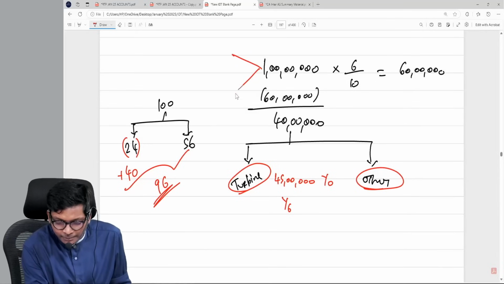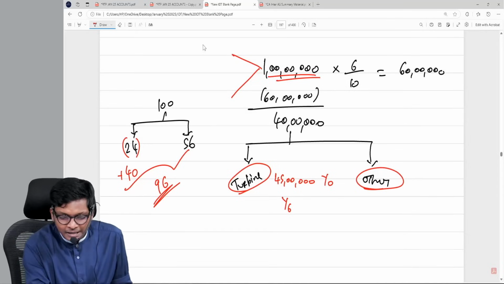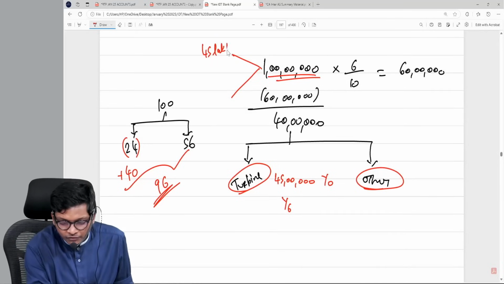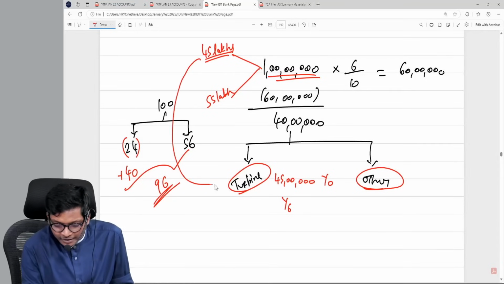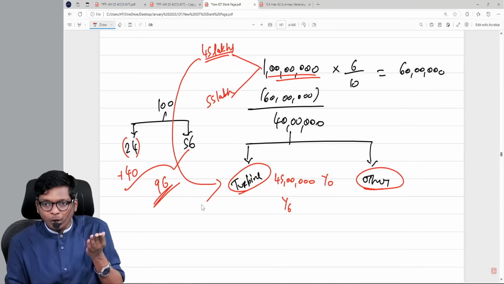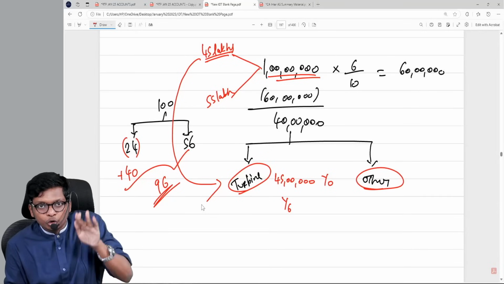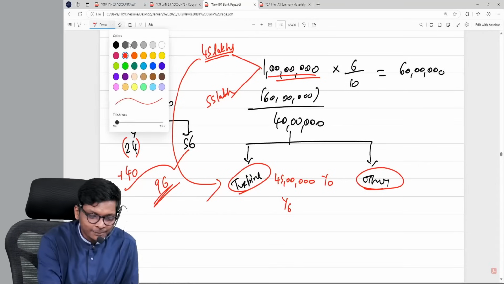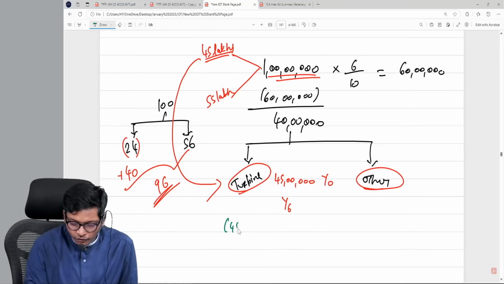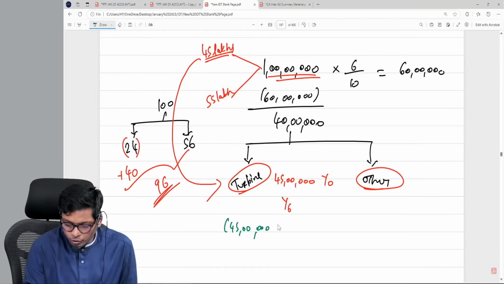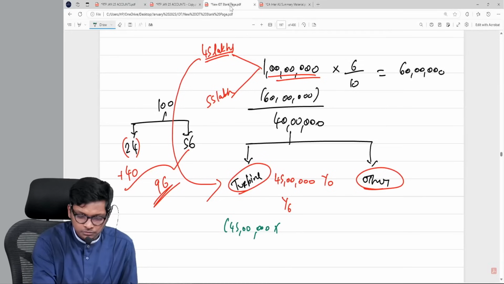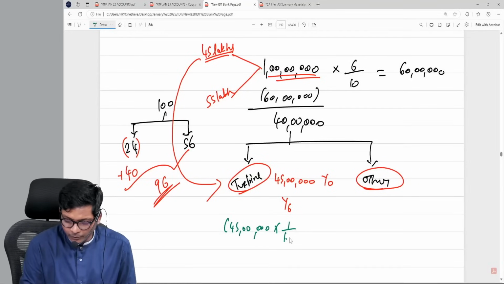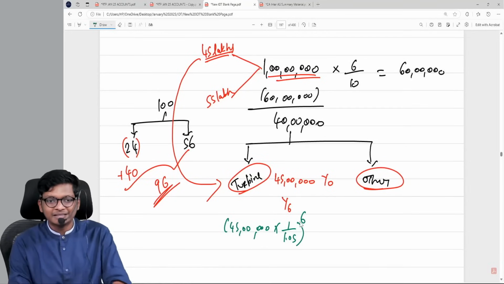If I knew the breakup in this 1 crore, if the turbine is 45 lakhs, the balance will be 55 lakhs. So I cannot reduce 45. I need to find the present value of 45. What is the value of the turbine today? So I will just apply the formula they gave: 45 lakhs into 1 divided by 1.05 to the power 6.